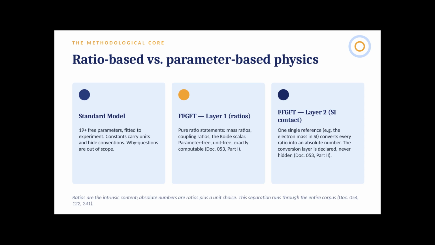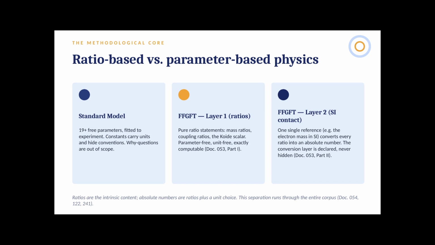Slide 4. This slide is the method in a nutshell. The standard model, our best current theory, has more than 19 free parameters. Every one of them is measured and plugged in by hand, and each carries units that quietly hide a choice of convention. Ask why these values, and the honest answer is no idea. That's out of scope. FFGFT splits the job into 2 layers.